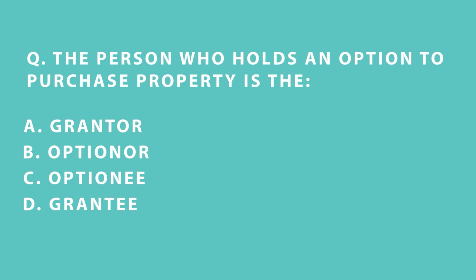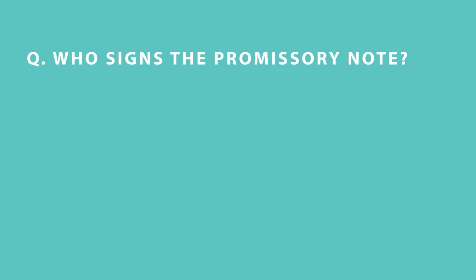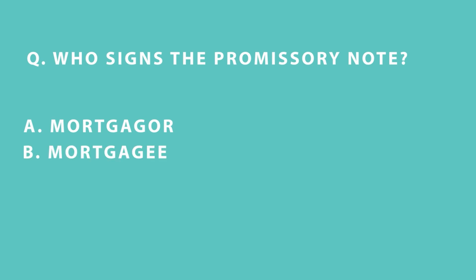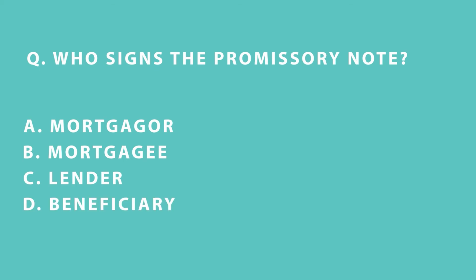C, the optionee. Who signs the promissory note? A, the mortgagor, B, the mortgagee, C, the lender, or D, the beneficiary? The answer is A, the mortgagor.